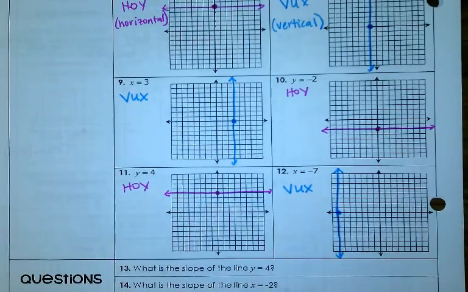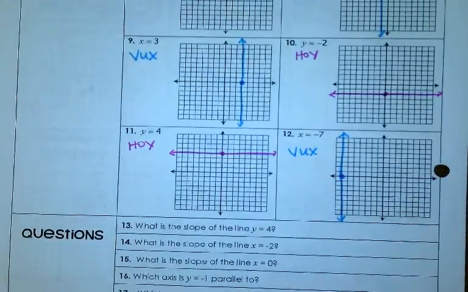The biggest thing, that's why I like writing the HOY and the VUX, because then you are so much more likely to get it correct. Because you're like, oh, Y equals, HOY, horizontal line. So that little acronym will help you there. All right. Any questions on these 4? Do you guys feel pretty good about those?